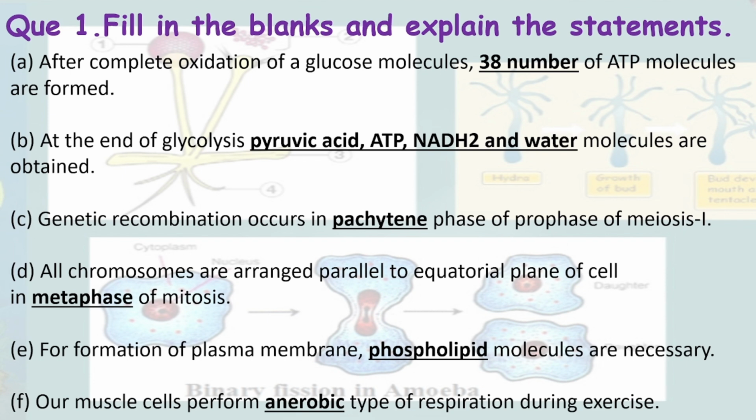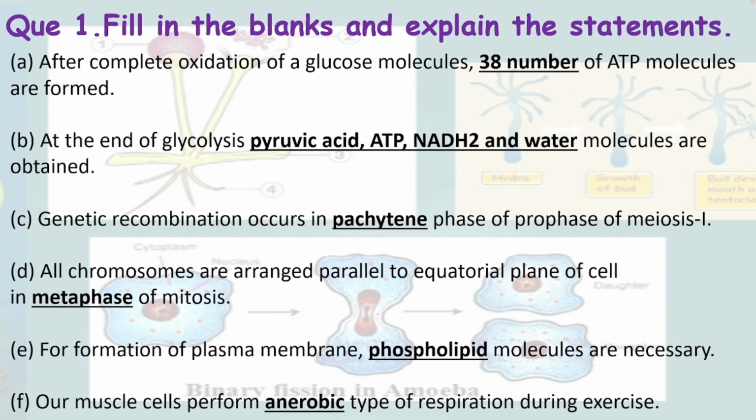explain the statement. A, after complete oxidation of glucose molecules, 38 ATP molecules are formed. B, at the end of glycolysis, pyruvic acid, ATP, NADH2 and water molecules are obtained. C, genetic recombination occurs in the pachytene phase of prophase of meiosis 1.